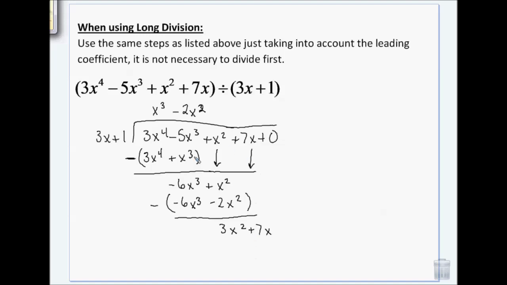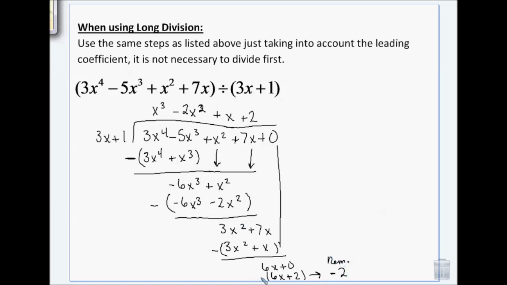Those cancel, and I get 3x squared. Bring down the 7x. 3x goes into 3x squared x times. Multiply those. Subtract it. Bring down the 0. 3x goes into 6x 2 times. 2 times 3x is 6x plus 2, so I have a remainder of negative 2. So my answer is x to the third minus 2x squared plus x plus 2 minus 2 over 3x plus 1. That's my remainder up there.